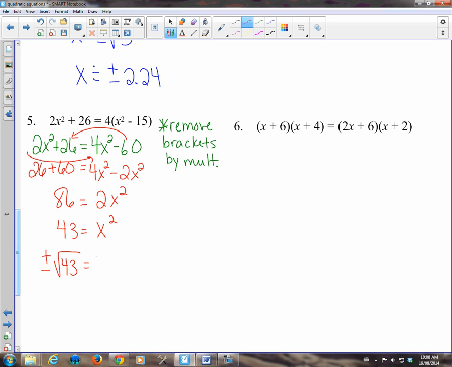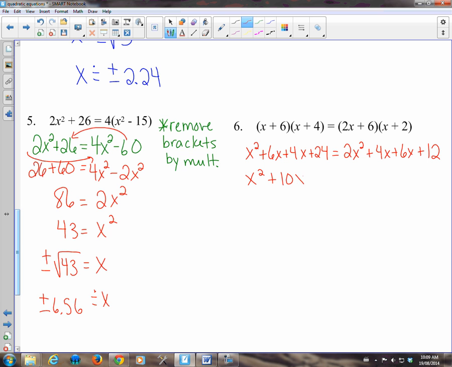So 43 square root is about 6.56. Last one. Brackets. Binomials in brackets means we're going to do FOIL, first, outside, inside, last. So I'm going to have x squared plus 6x plus 4x plus 24. And I'm going to have 2x squared, 4x plus 6x plus 12. I'm going to collect my like terms, make it look all nice and pretty.